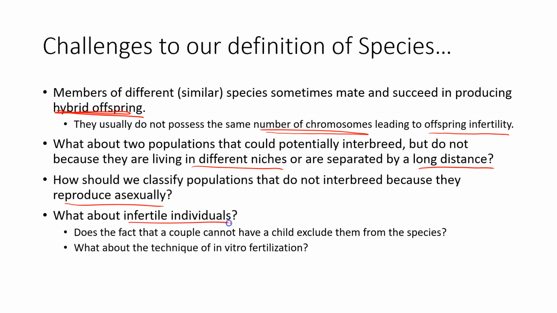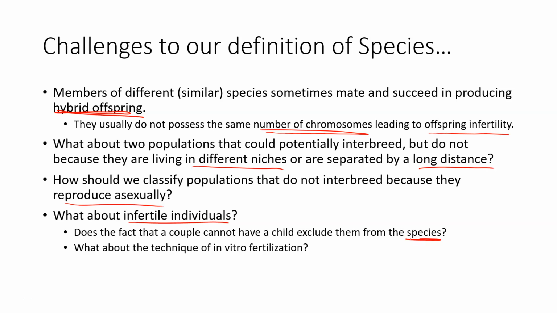So what about infertile individuals? Now we're going into humans. Sometimes humans can be infertile as well. Are they members of the human species or not? Our current definition of species says very eloquently that in order to be a member of a species, you have to be able to reproduce and successfully produce fertile offspring. And so if an individual is incapable of producing gametes, does that exclude them from becoming members of a species? Again, I don't think it does. We get into ethics. But does the fact that a couple cannot have a child exclude them from the species? Again, that is up for you to decide.